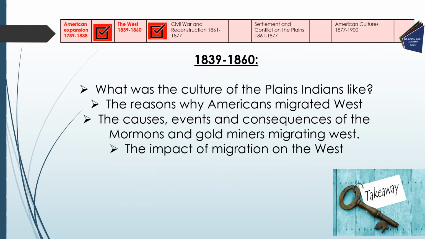So in terms of key takeaways, key things that you need to know about this particular unit, you need to be able to explain what the culture of the Plains Indians was like, the reasons why Americans migrated west during this time period, the causes, events and consequences of the Mormons and the gold miners migrating west. And remember, we have those two gold rushes that you need to know the difference between, which are the Californian and the Pikes Peak. And finally, the impact of migration on the west, including the impact that that had on the indigenous people.